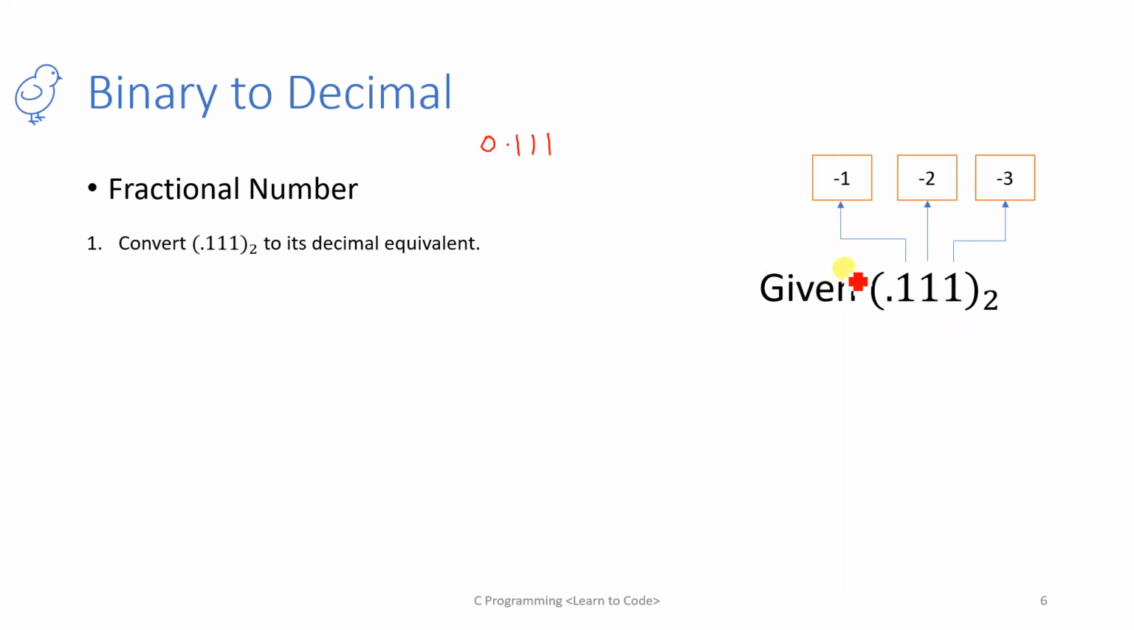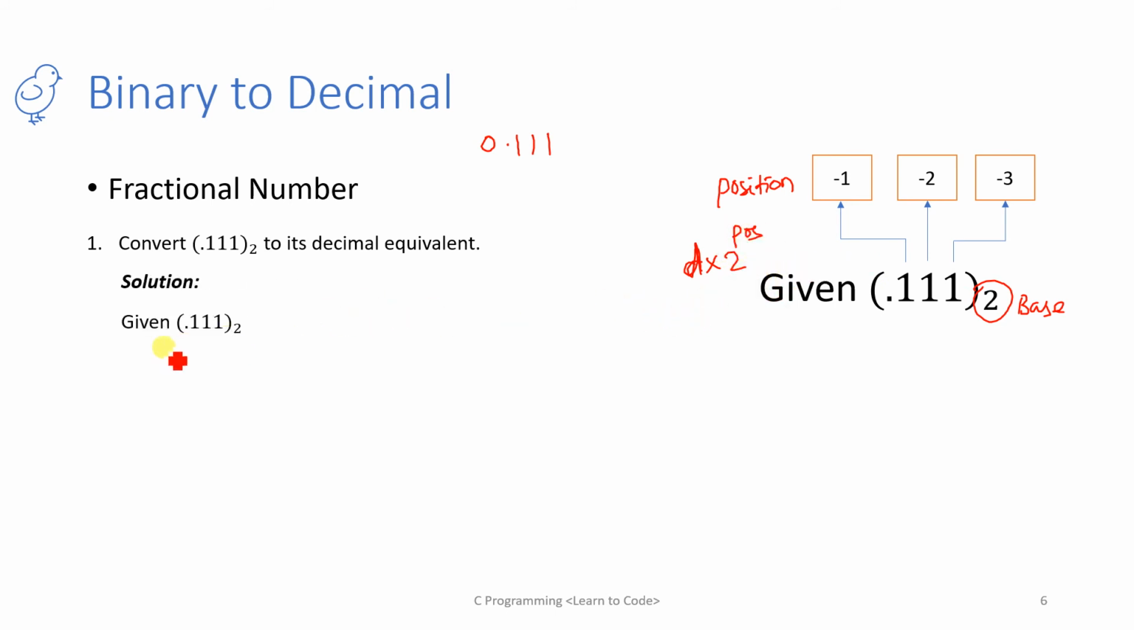Now it is easier to solve. I have the position values and I have the base. This is the base, and these are the positions. So we follow a similar formula: digit into base to the power position, where D stands for the digit. I have to multiply.